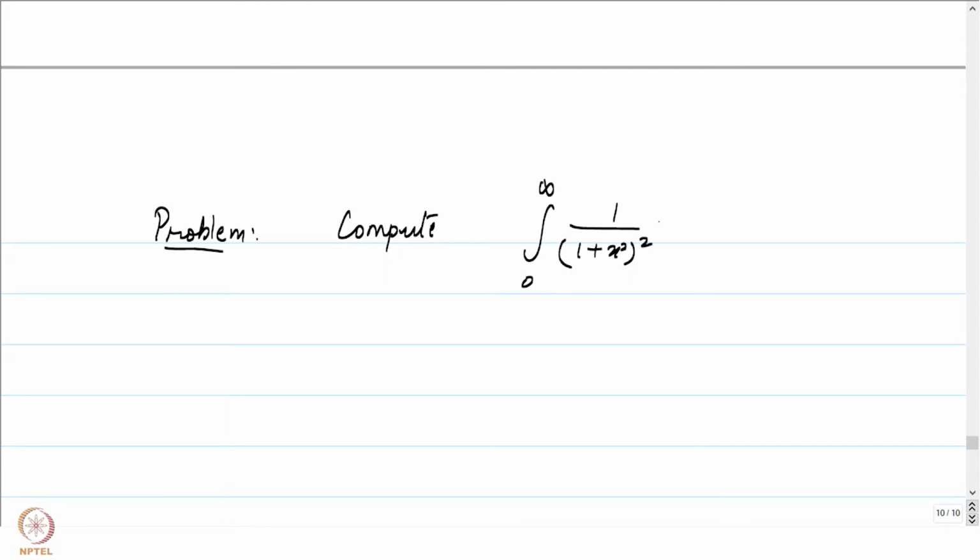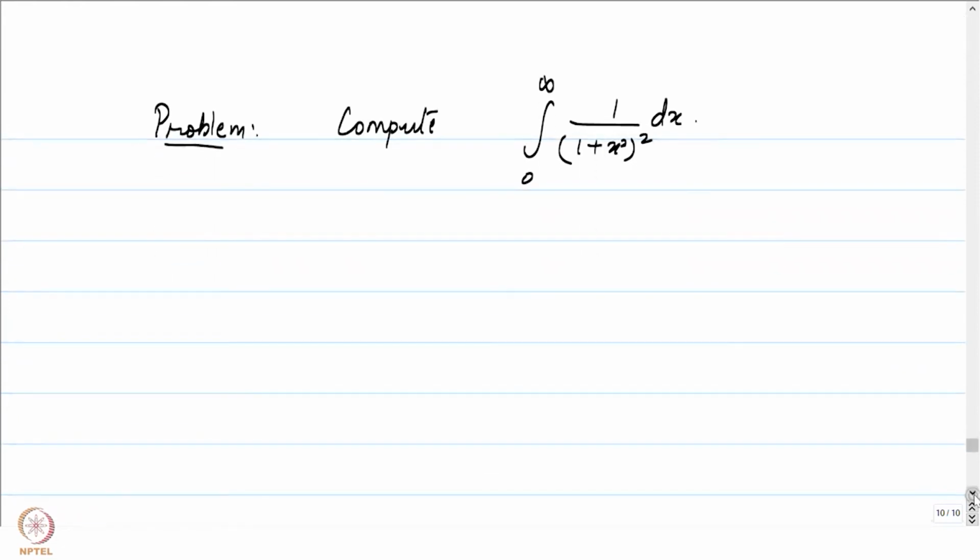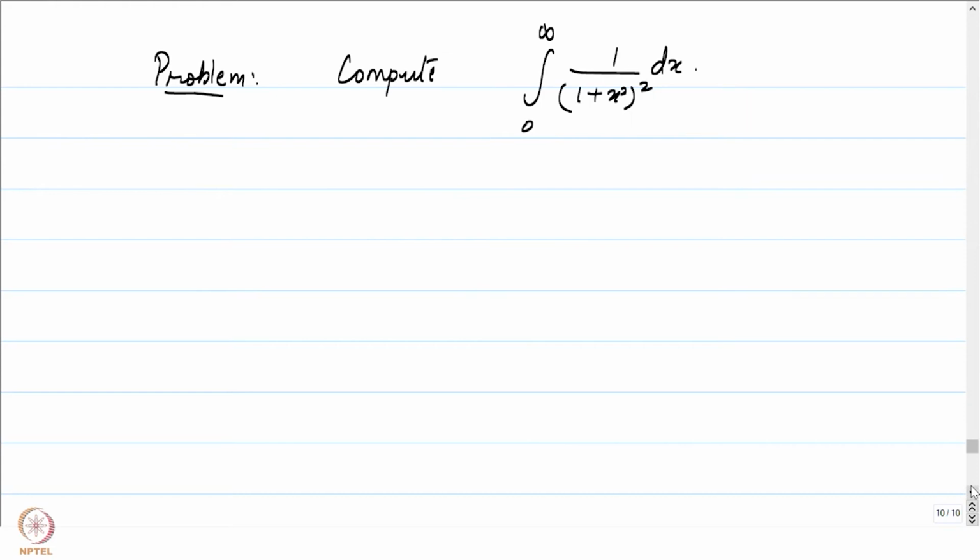Let's solve one more problem in a similar vein. Let's look at a real integral which needs to be computed. So, we will compute the integral from 0 to infinity of 1 by 1 plus x square the whole square dx. Again, at first sight, this might not look like it has anything to do with residues and argument principles, but we will somehow bring in the story of residues into this picture again, and we'll see how it works out.